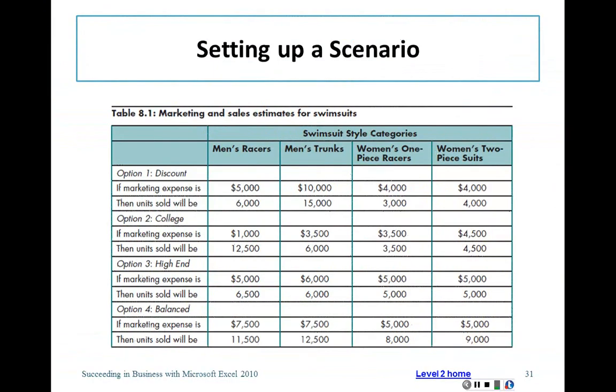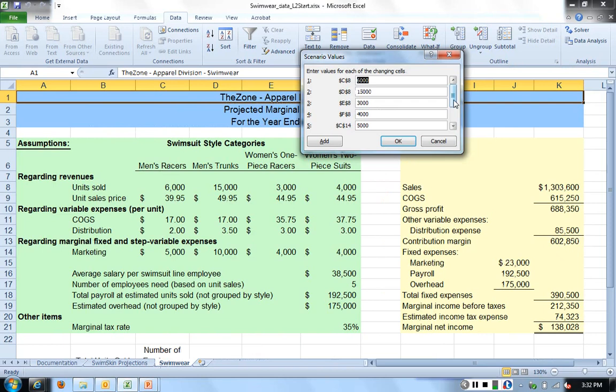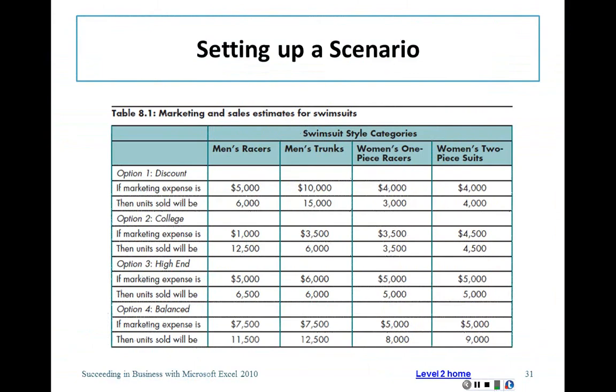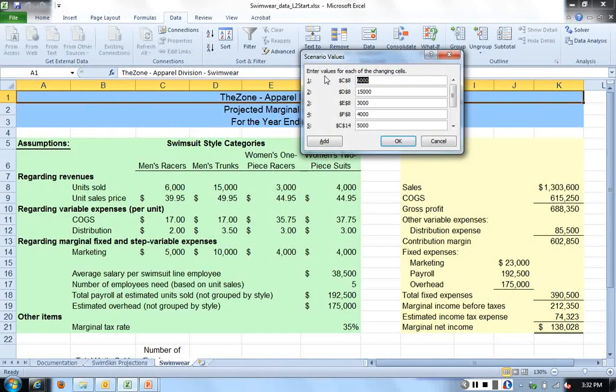Let me go back and check these. So marketing dollars, 5,000, 6,000, 5,000, 5,000. And then my units sold, 6,500, 6,000, 5,000, 5,000. Okay. I will say OK.